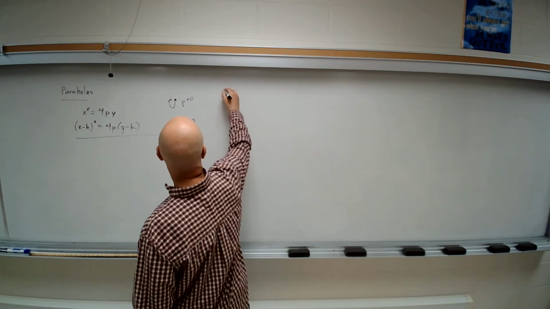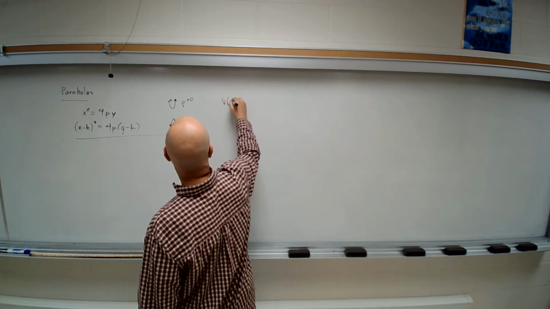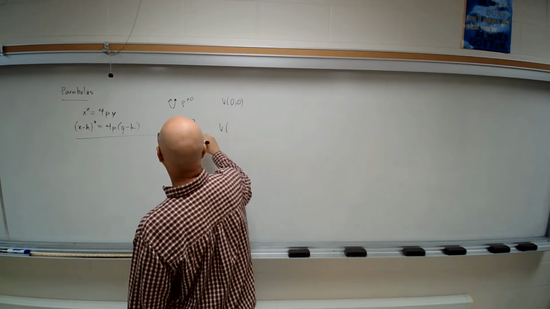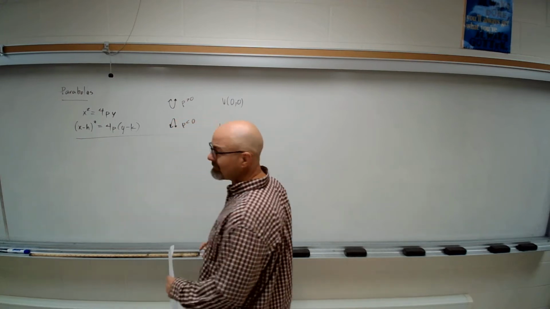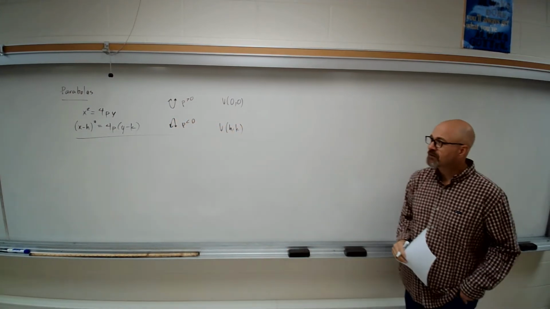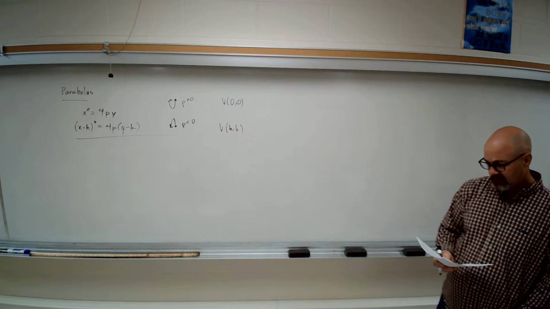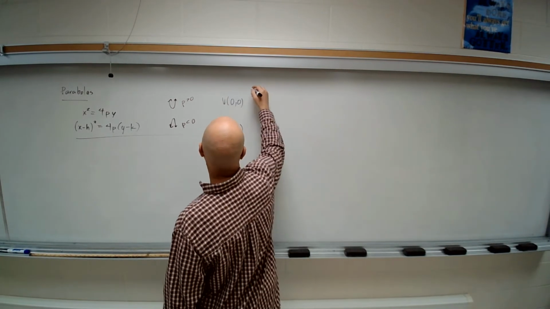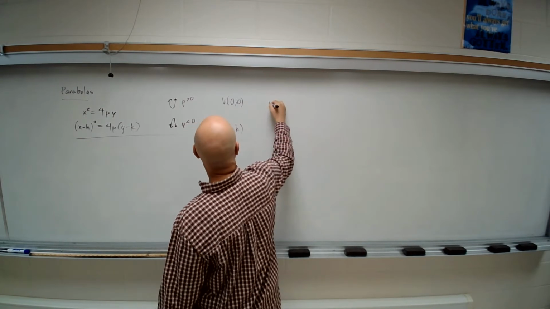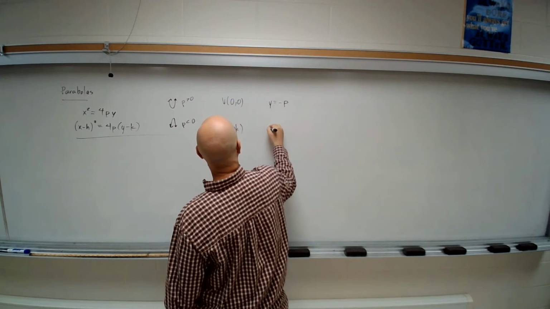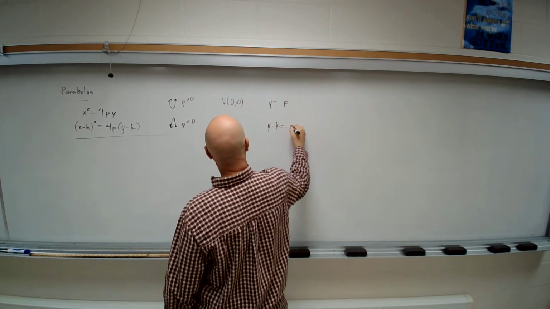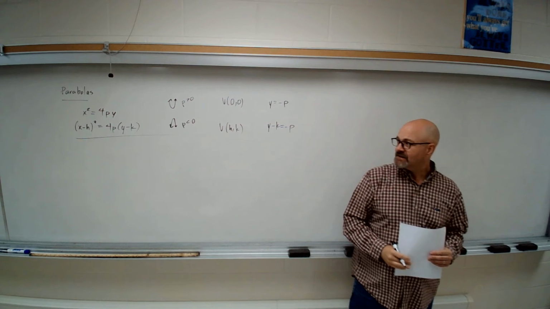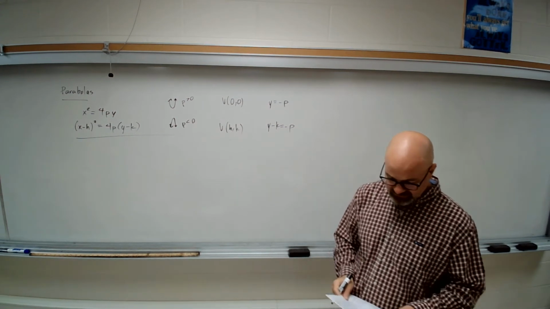The vertex for the standard one would just be at (0, 0). For the translated one, it would just be at (h, k). That's where our vertex is going to be. And then we have what's called the directrix, which we should probably talk about what that is, but it would be the line y equals negative p, or y minus k equals negative p. Again, we're going to talk about what that is in just a second. I can show you that.